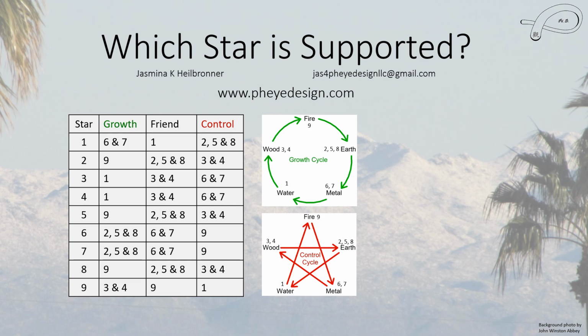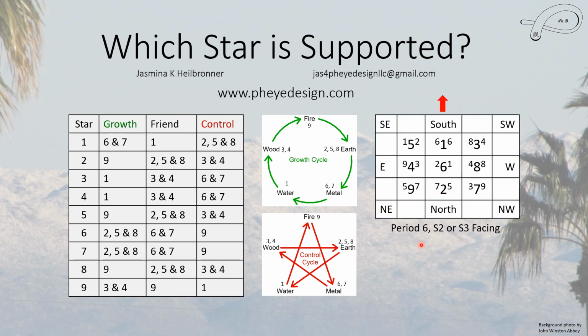So let's look at an actual chart. This was randomly picked as a period 6, south 2 or south 3 facing house. Here is the chart. I'm going to look at each individual sector, assuming this chart is the proper chart for a 7-star robbery house. However, if it was not activated in period 6, it cannot be activated now because there is a time restriction with the 7-star robbery. And that makes it quite difficult to activate older houses.